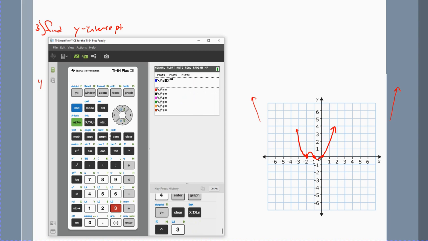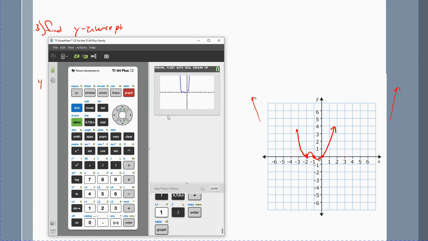So it was x cubed, then in parentheses x plus 2 squared, and then another set of parentheses, x plus 1. Look, you can see it, and I'll even zoom in. Look at that. It bumps at negative 2, it bumps at negative 1, 0, and then it shoots up. So we got it.